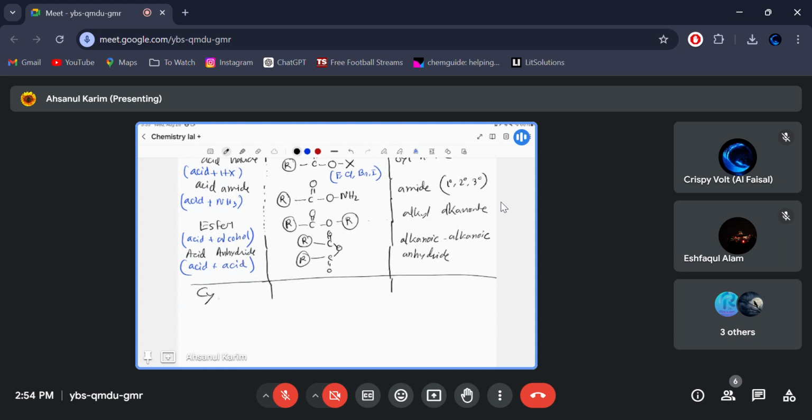Now the last thing is cyanide. Are you familiar with cyanide? So the secondary suffix is nitrile. So this is all the secondary suffixes. Any confusion or any issue?